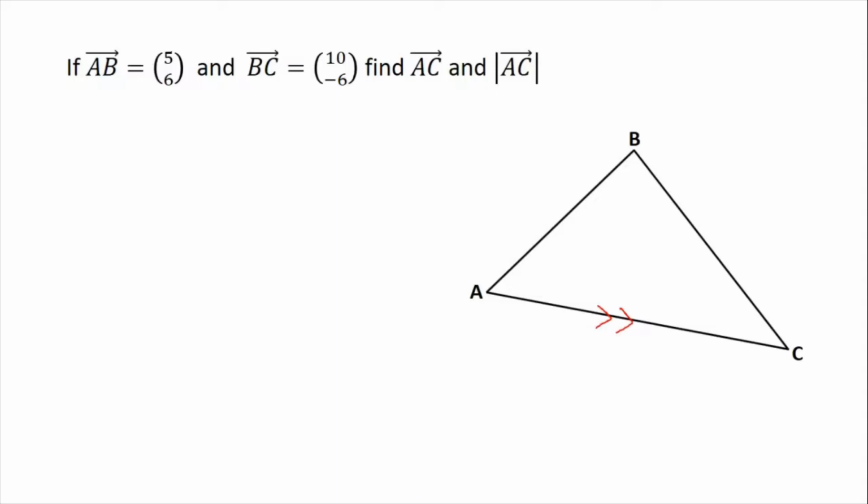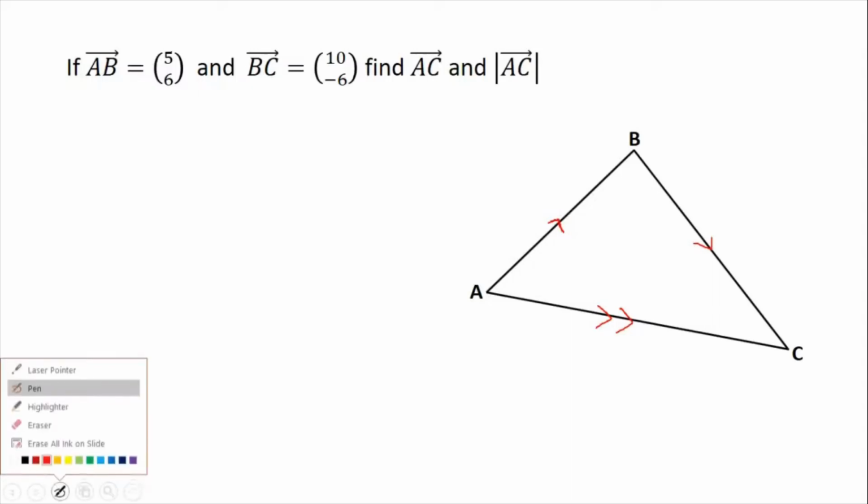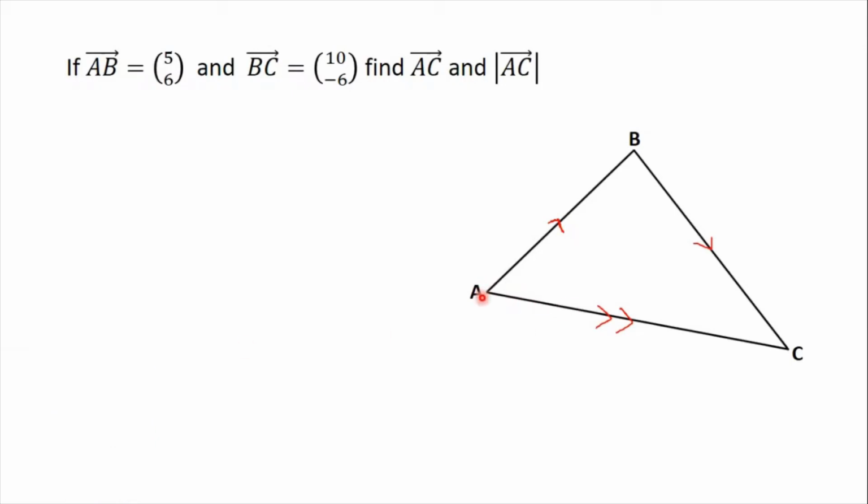Now from the triangular law of vector addition, we can say that vector AC, which is the resultant vector, is equal to vector AB plus vector BC. So from the diagram, moving from A to C, or vector AC, is equal to moving from A to B, or vector AB, plus moving from B to C. Okay, so we know from the triangular law of vector addition that AC is equal to AB plus BC. The question gave us AB.